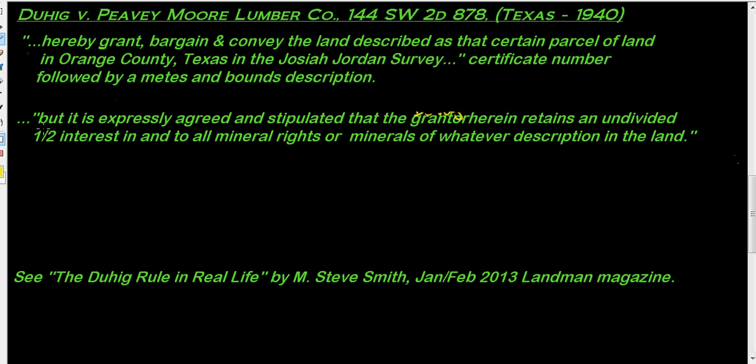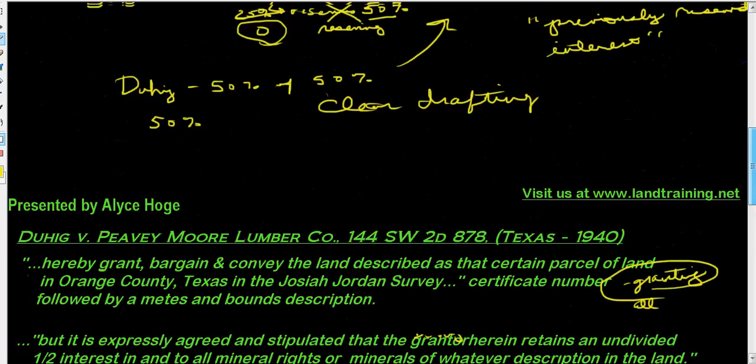And then he goes on to say, but it is expressly agreed and stipulated that the grantor herein retains an undivided 1/2 interest in and to all mineral rights. So this is the granting clause, which said basically all interest in the land, and this is the reserving clause. So as the rule states, if there's a conflict between the granting clause and the reserving clause, tie goes to the granting clause, and we're going to fulfill that first.